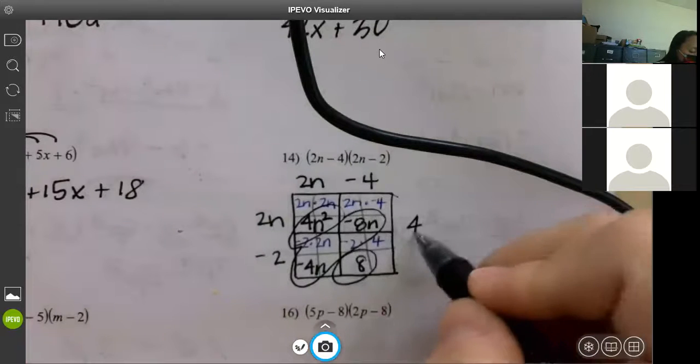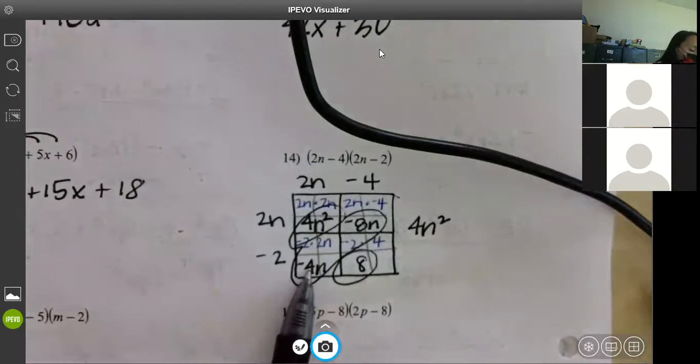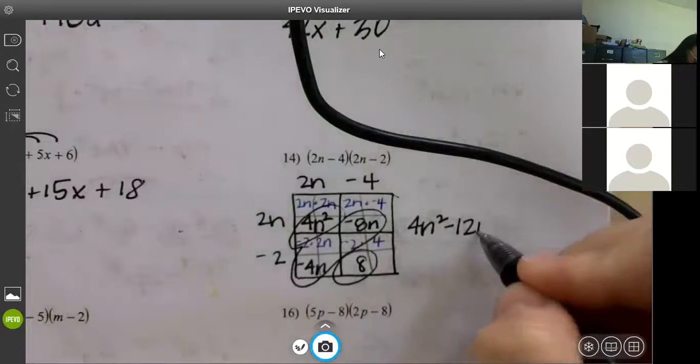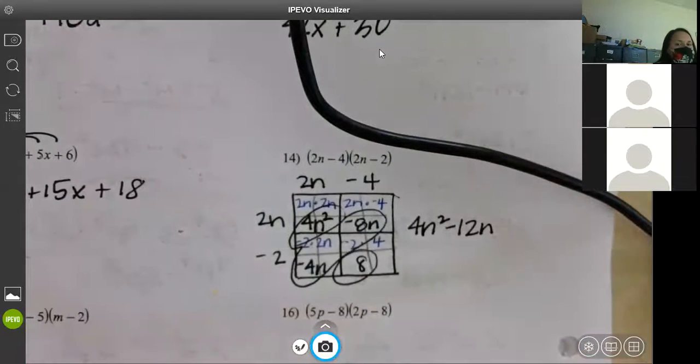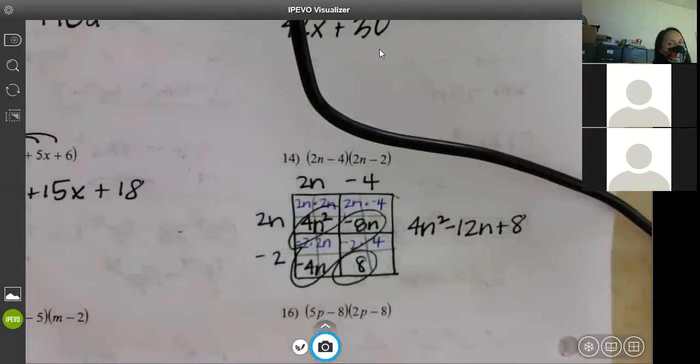Our first diagonal is 4n squared. Our second diagonal, negative 4 plus negative 8 is negative 12, and it's just n's, making them like terms. And then we have a plus 8 in our last diagonal. And that is all you do.